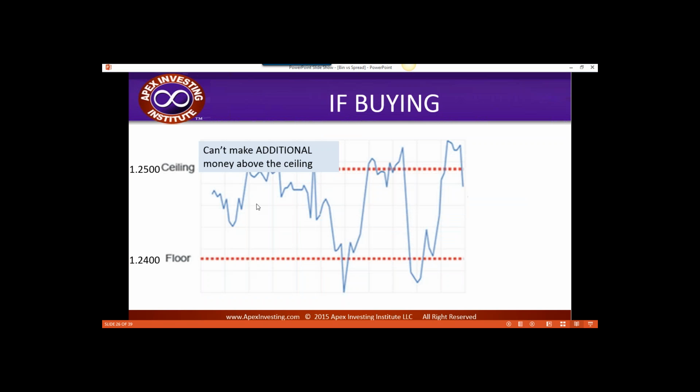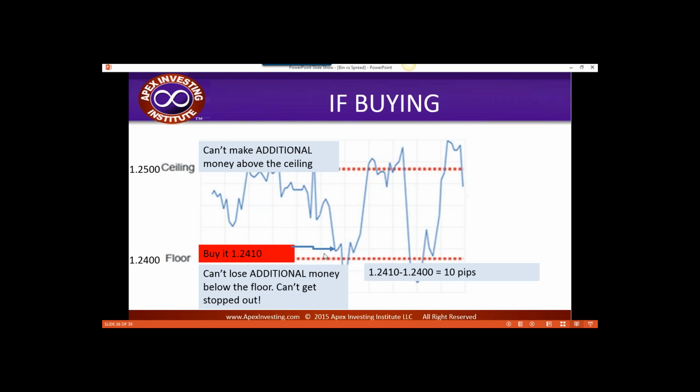Same thing, I've got a floor and a ceiling. I can't make any additional money because if I'm buying, I'm saying the market's going up. I can't make additional money above the ceiling, but I'm not going to lose any additional money below the floor. And I don't get stopped out. Just because the market hits my floor or hits my ceiling does not stop me out, does not close my trade. That trade is still open.